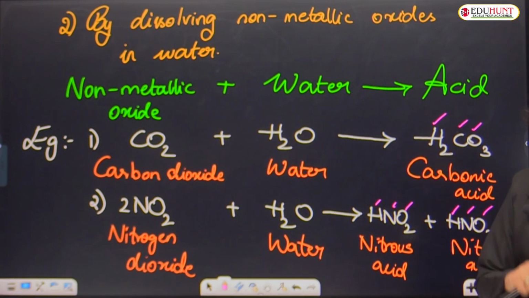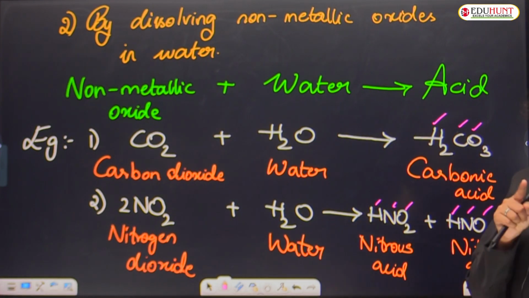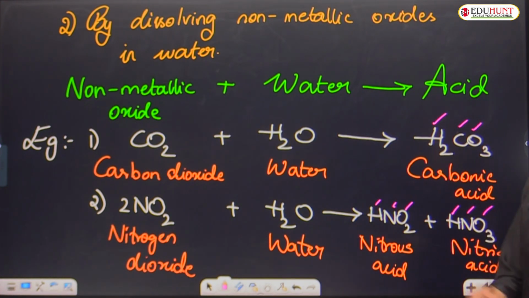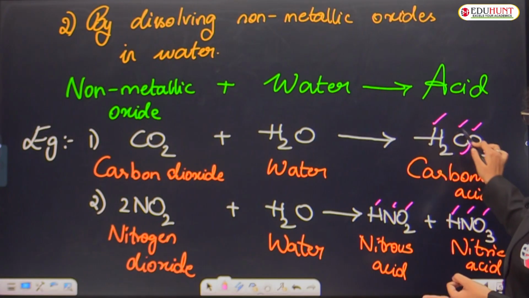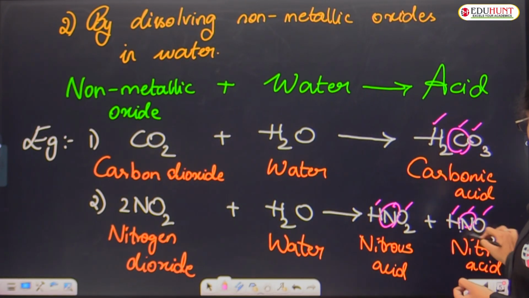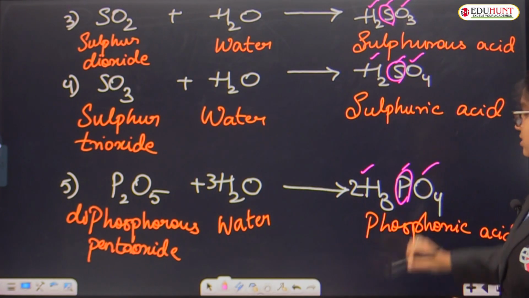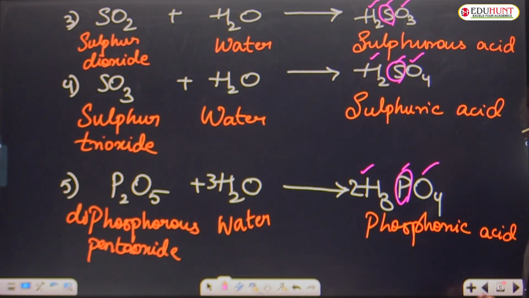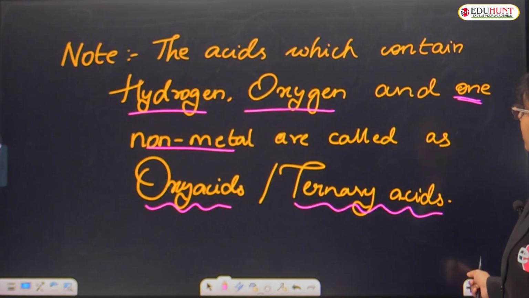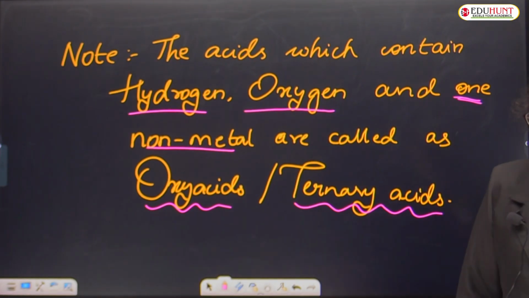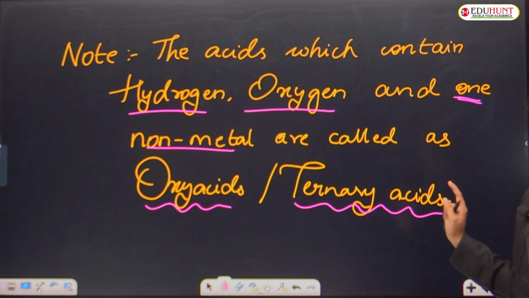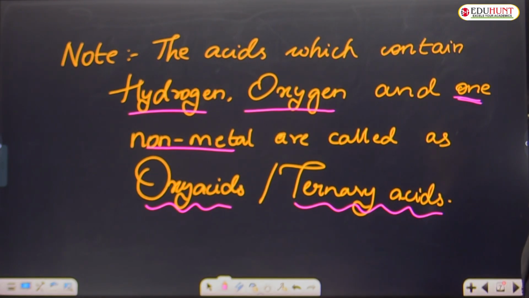It should contain at least 1 hydrogen, at least 1 oxygen and at least 1 non-metal. Okay. So, we have now here all these 3. We have 1 non-metal over here, 1 non-metal, 1 non-metal. So, all these 3 which contain 3 in them are called as which acids? Oxyacids are also called as ternary acids. Clear, children? Very good. Now, we'll move to next one.